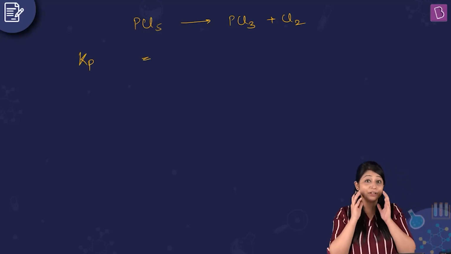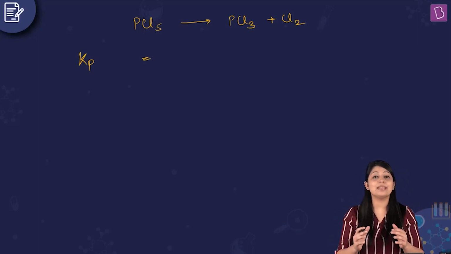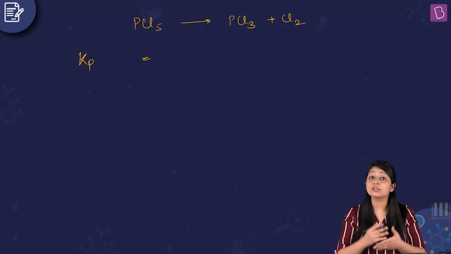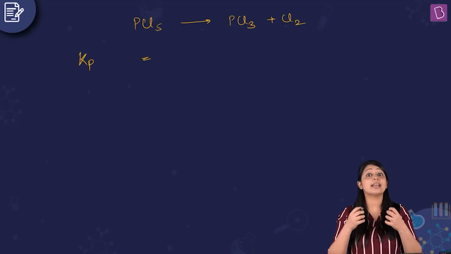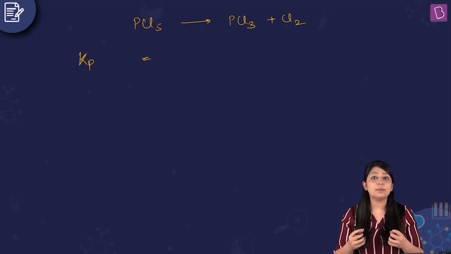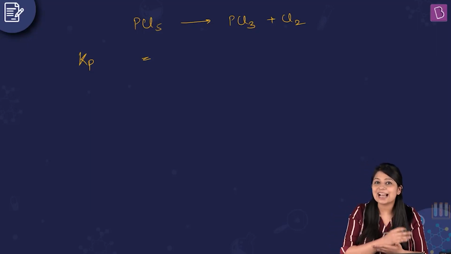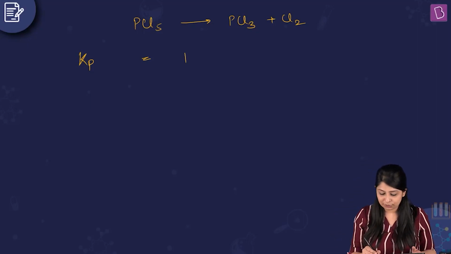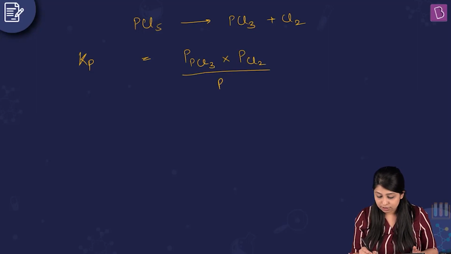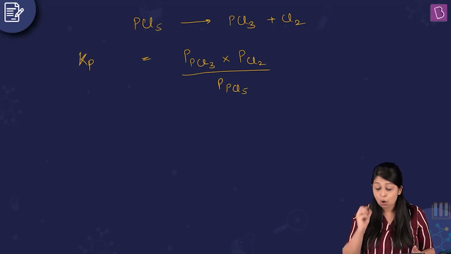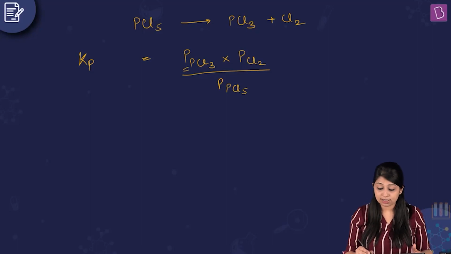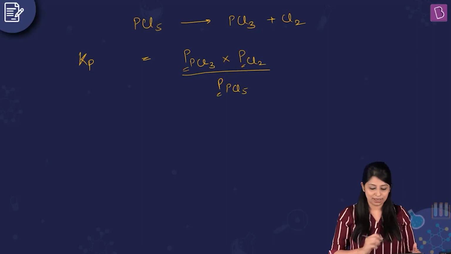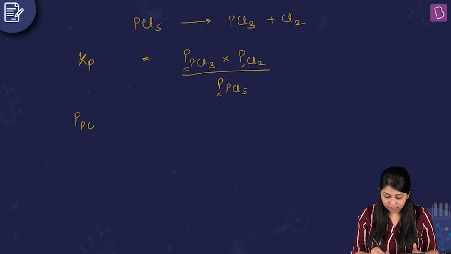Well, Kp, do you remember? You remember what Kp is? Kp is the product of partial pressures of the products raised to the power their stoichiometric coefficients divided by the product of partial pressures of the reactants raised to the power their stoichiometric coefficients. Okay, so it will be equal to the partial pressure of PCl3 multiplied by the partial pressure of Cl2 divided by the partial pressure of PCl5. Always remember that these partial pressures are at equilibrium.